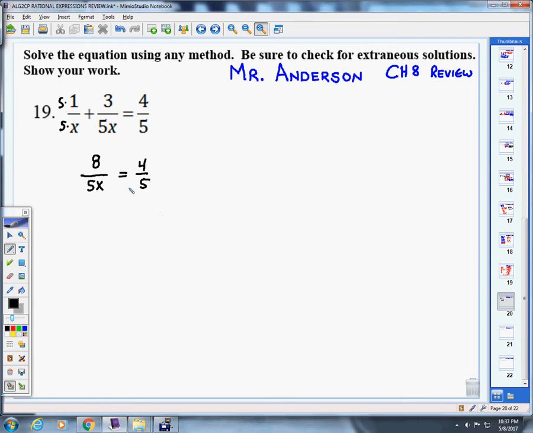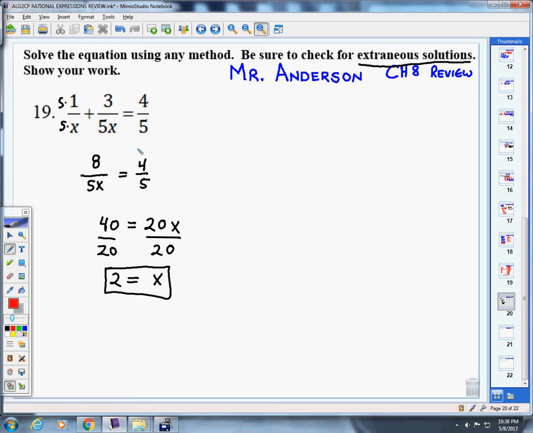All right, and cross multiply. 8 times 5, that's 40, equals 5x times 4, which is 20x. All right. And this works out easy enough. Divide by 20, get the x all by itself, and we see that x equals 2. All right, so there is our possible solution, but we need to check for extraneous solutions.